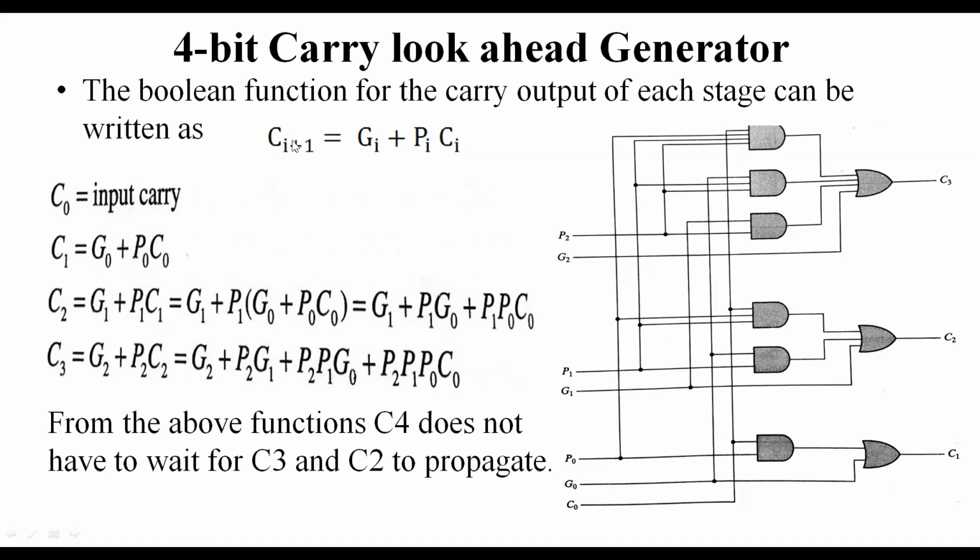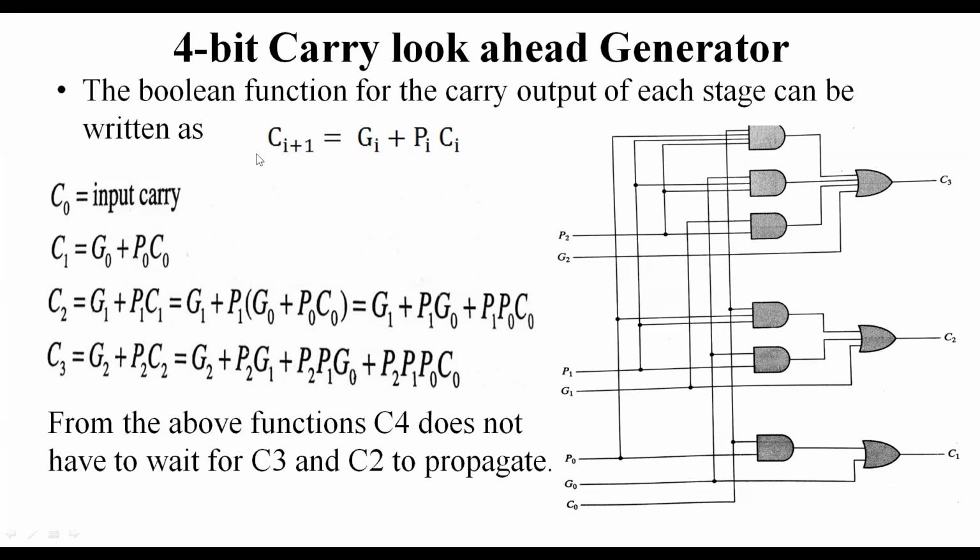Now what should we do to get C2? Take i equals 1. In this expression, if you take i equals 1, this will be equal to G1 plus P1 into C1. Now we know what C1 is. We have already generated C1. I am writing this C1 here and simplifying the equation like this. This is for C2.